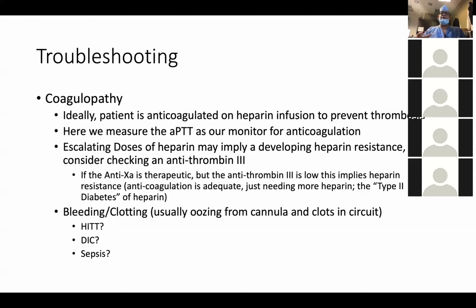This doesn't mean a problem's happening, it just means you got to watch this because if you consume all your AT3 and have a full acquired AT3 deficiency, heparin will no longer work. So you could switch a different agent, replete the AT3, and most likely get hematology involved.